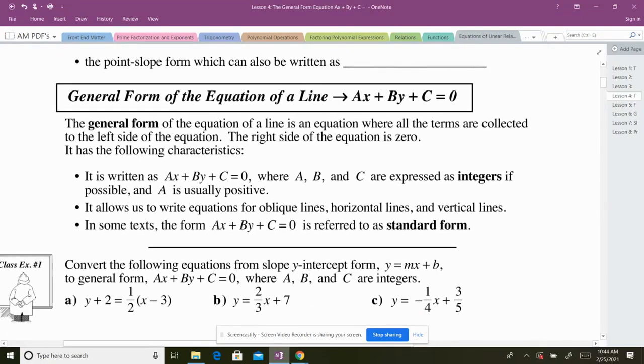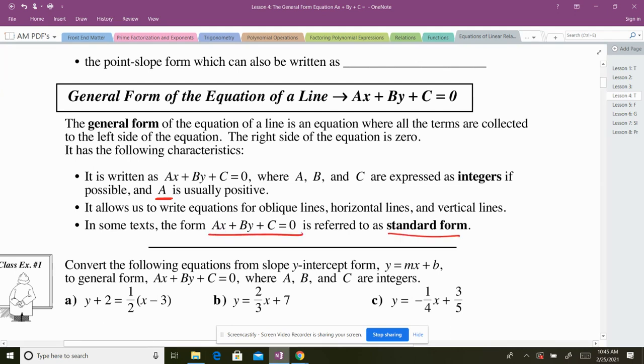So, general form is always set equal to 0. Okay? Ax plus By plus C is equal to 0. Couple of things. A, it says usually. I would say always make it positive. I'll show you how to do that. It's called the standard form or the general form.